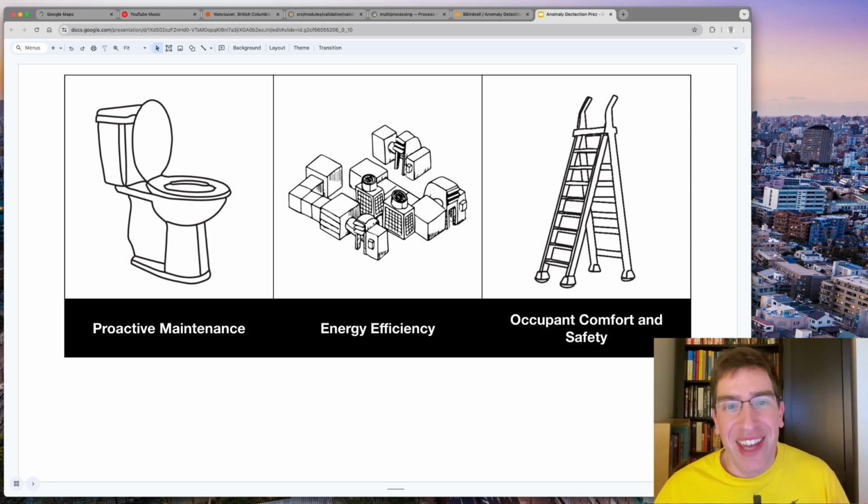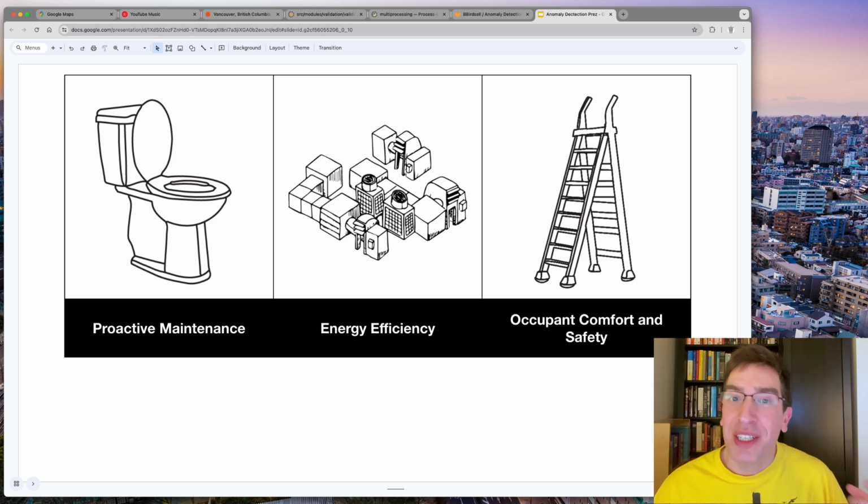Next, of course, is energy efficiency. Anomaly detection pinpoints energy consumption anomalies. It really facilitates targeted interventions to optimize building energy efficiency. By identifying and addressing energy wastage, buildings can cut operational costs, lower carbon emissions, and enhance sustainability efforts.